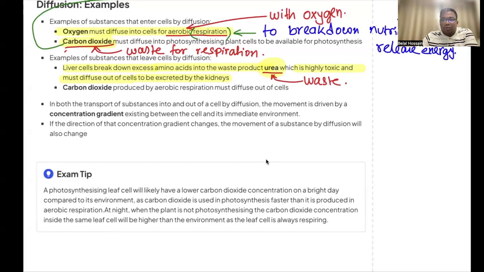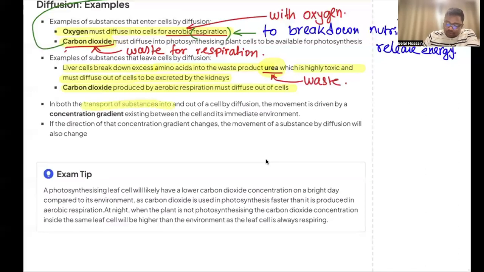So if you drink a lot of water, your skin will be healthy, your cells will be healthy, because they will be able to get rid of urea. Even though urea is produced by the liver, urea can diffuse out of the liver and will be in the blood. So every cell will be affected by urea if you do not get rid of urea. Here, carbon dioxide is produced by aerobic respiration and must diffuse out of the cell. So this is also a waste.